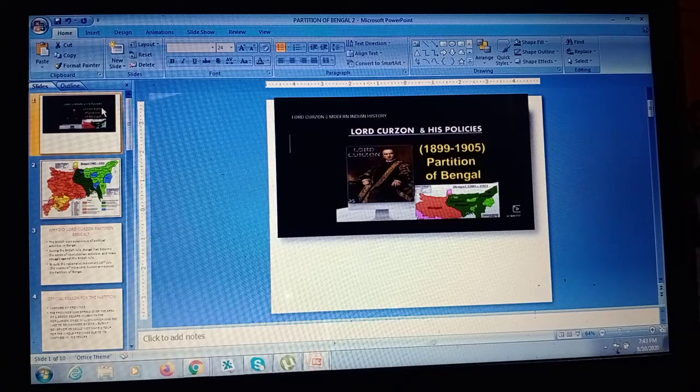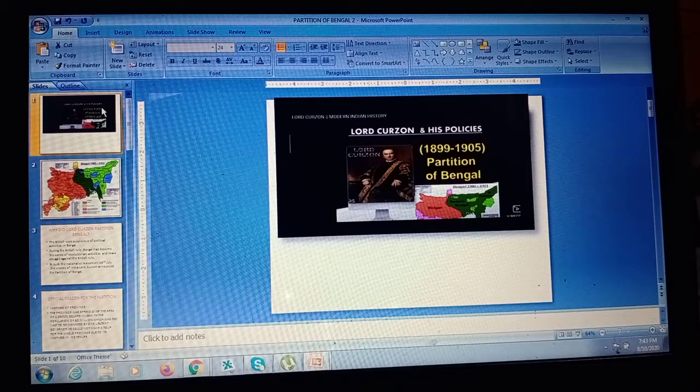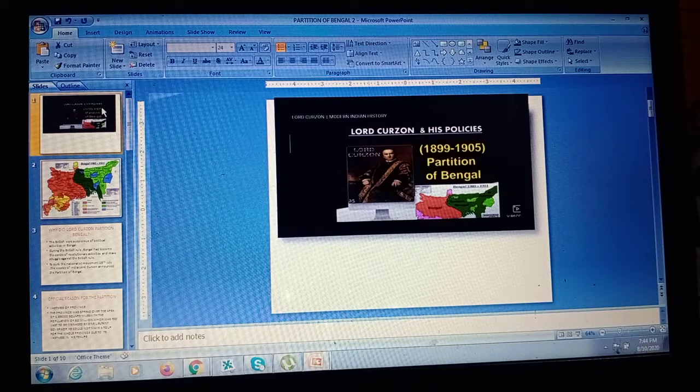Now, children, before going to the Partition of Bengal, the important decision, or you can call it a historical decision, was taken by Lord Curzon, who had become the Viceroy and the Governor General of India in 1899, serving until 1905. Prior to Lord Curzon coming to India, as we already know, Lord Curzon, being a staunch imperialist, was against the nationalist movement that was taking its wave in India.